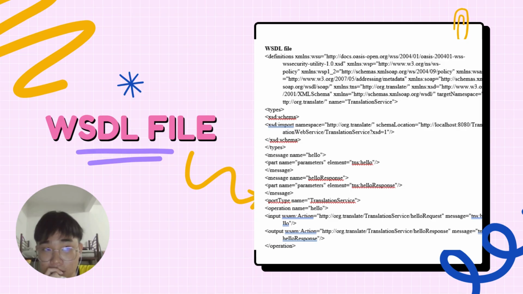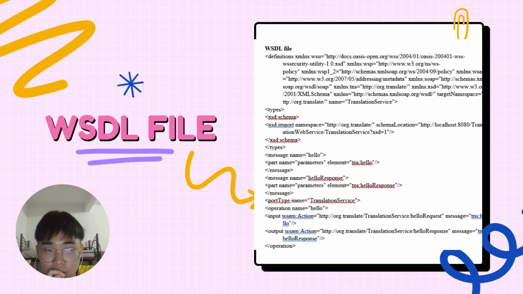And then the second is the type element. Its purpose is to define the data types used by the web service, typically through XML schema definition. The details is to import an external schema that defines the complex types used in the service message.